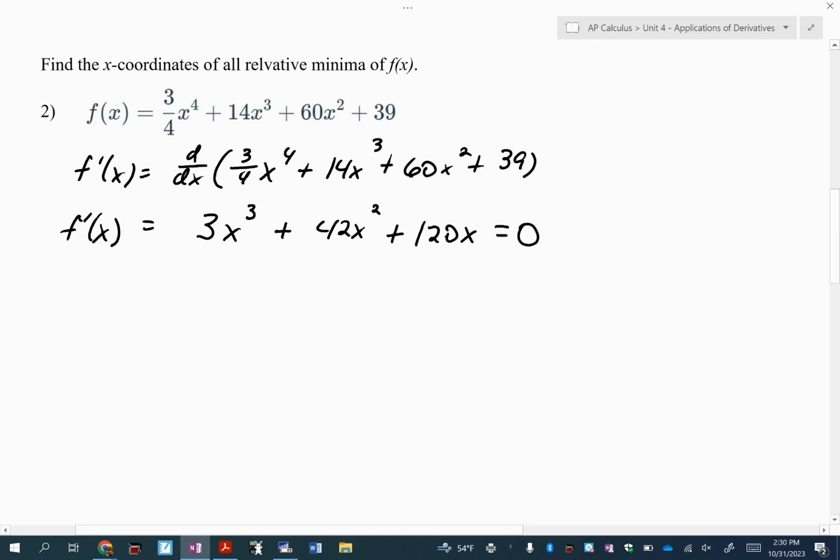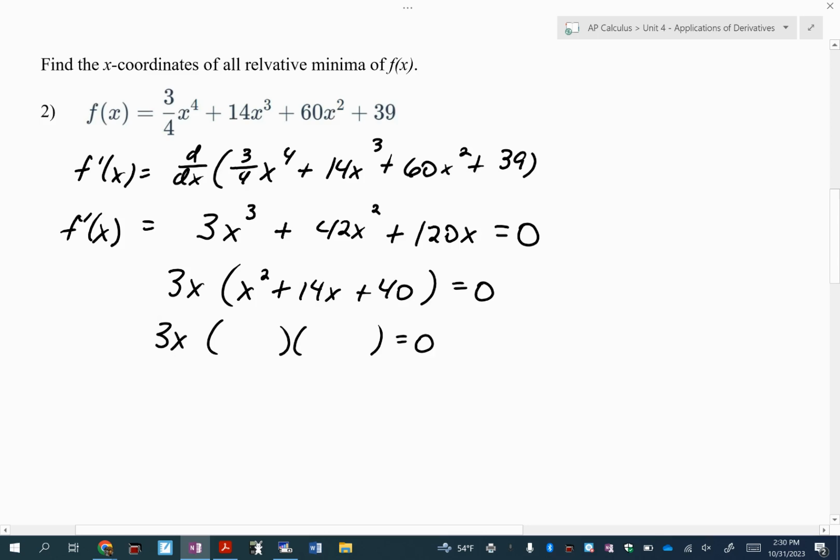Okay, can we factor out anything from all 3 of those terms? 3x, nice. Okay, let's see what's left. X squared plus 14x, 120 divided by 3, 40. You okay, David? Yeah. Okay. And then I need factors of 40 that add to 14. Excellent.